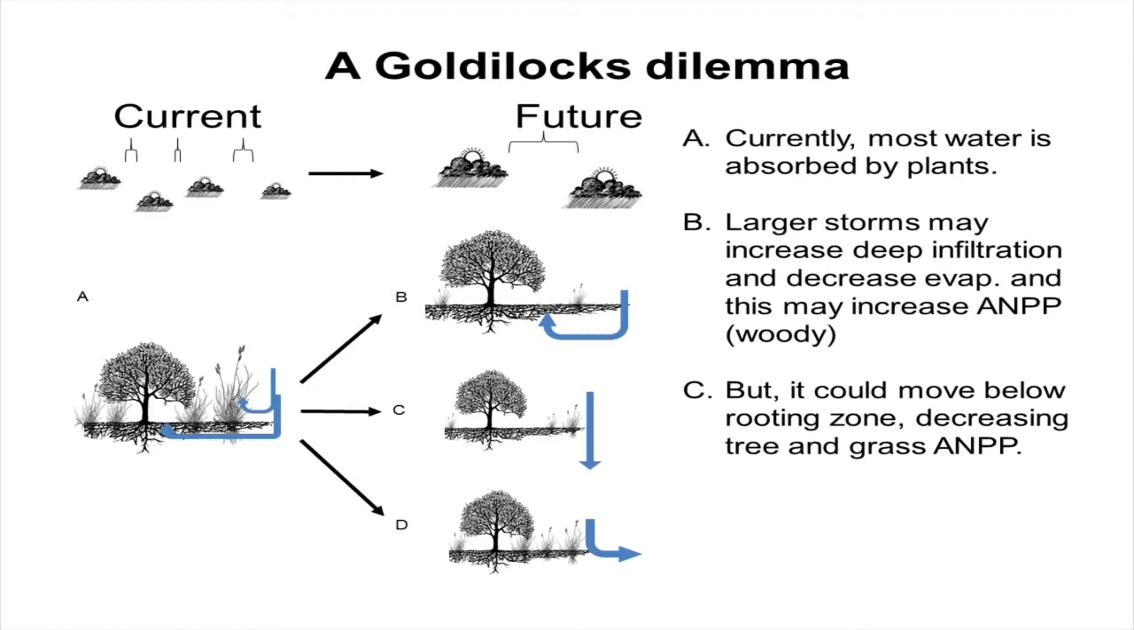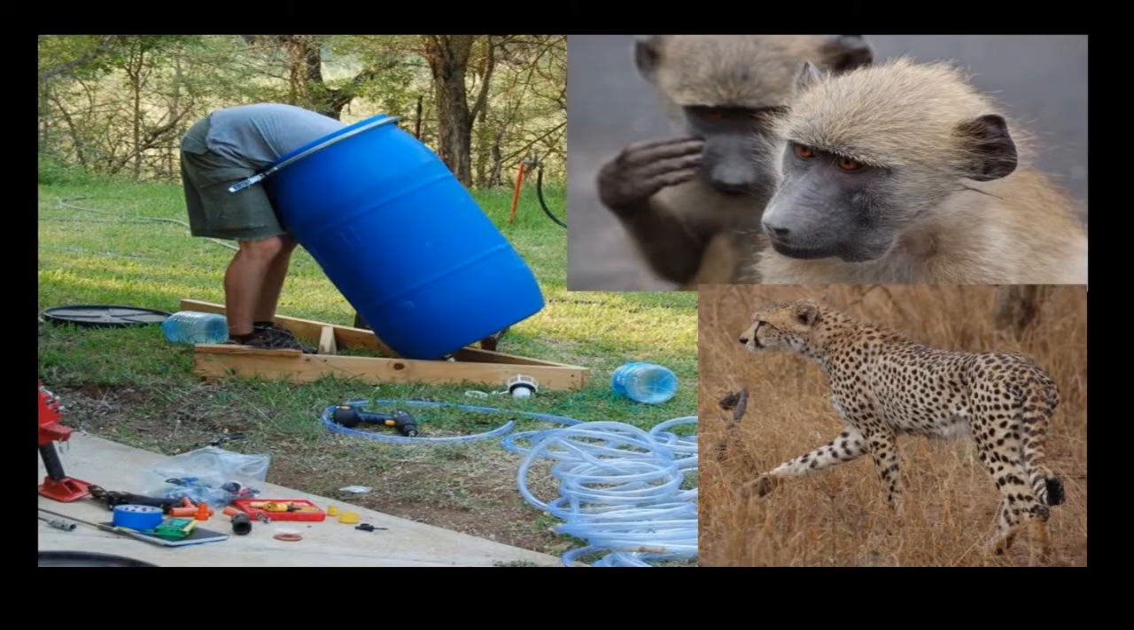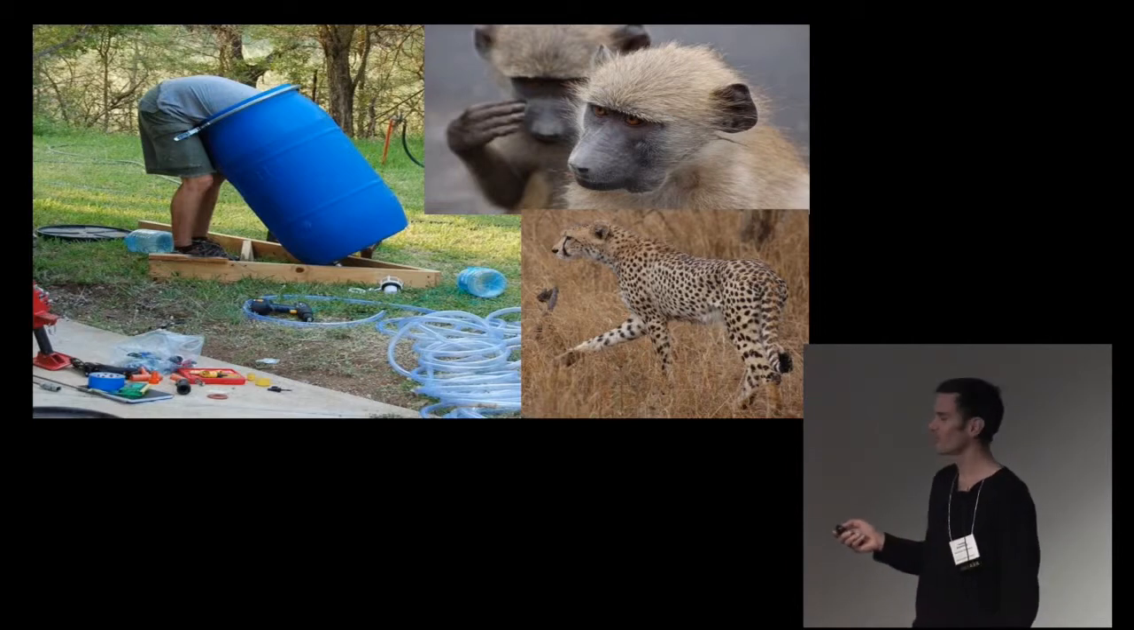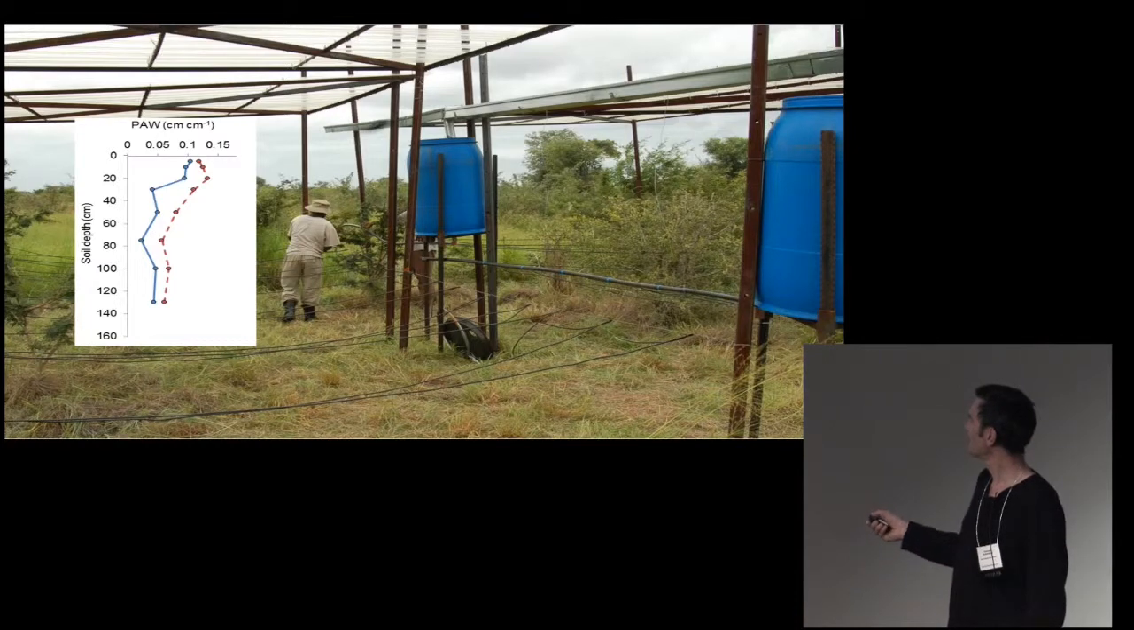Or you could also get, on steeper slopes, some surface runoff. And so it really depends on exactly how much more intense your precipitation events become. And so we wanted to use an experiment to test this. It turned out to be tricky for us to figure out how to do this in a remote part of Africa. It took us quite a while to figure out the experimental design, but it ended up working.